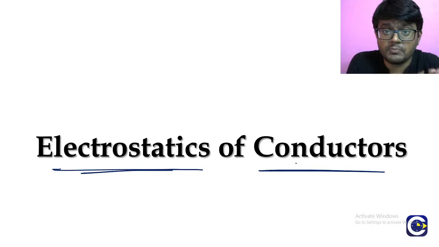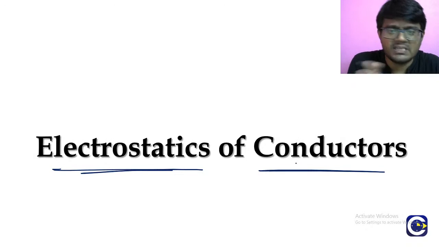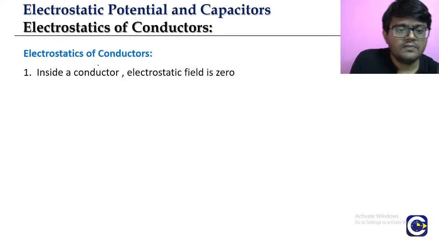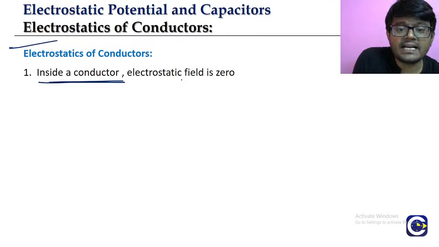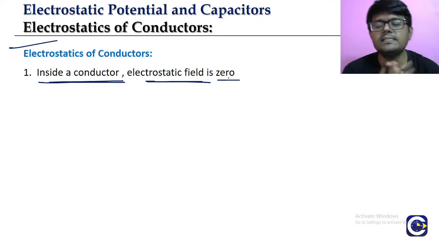And we'll have a few points here. Here, we'll try to summarize everything together. Look, the first point is: inside a conductor, the electrostatic field is zero.